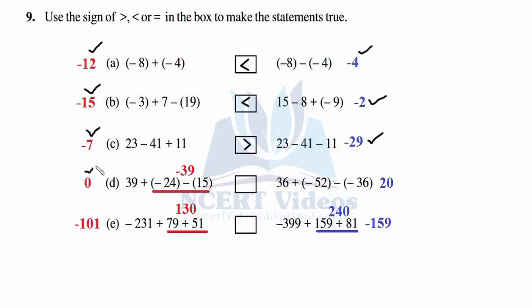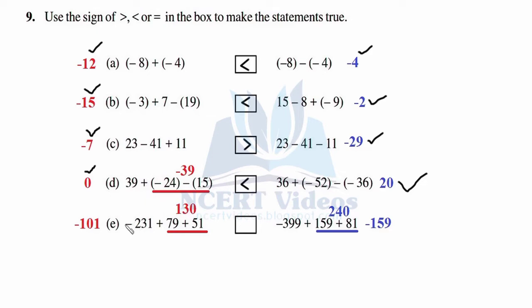Now 39 plus minus 24 minus 15. Minus 24 minus 15, that is minus 39. 39 minus 39, 0. On the other side, 36 minus 52 minus minus, plus 36. So 36 plus 36, that is 72. 72 plus minus 52, so it is 72 minus 52. So we will get 20. And all of you know that 20 is greater than 0. So 0 is less than 20.